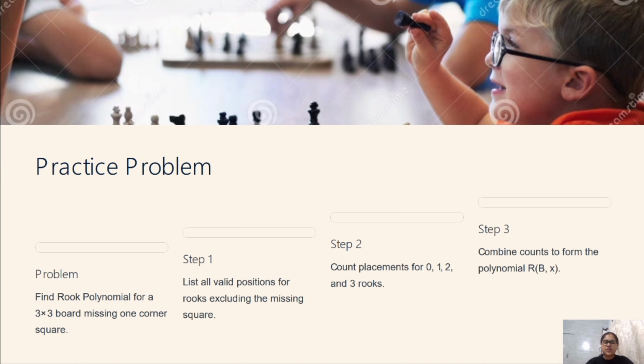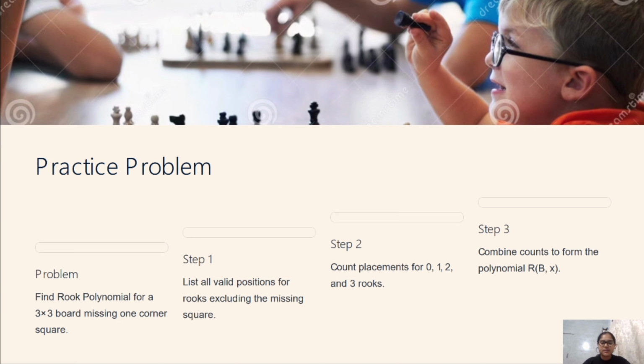Why do Rook polynomials matter? Rook polynomials turn a counting problem into an algebraic object. Once you write the polynomial, you can extract how many rook placements exist for a specific number of rooks, and patterns or identities that connect rook placements to other combinatorial problems like permutations with restrictions.